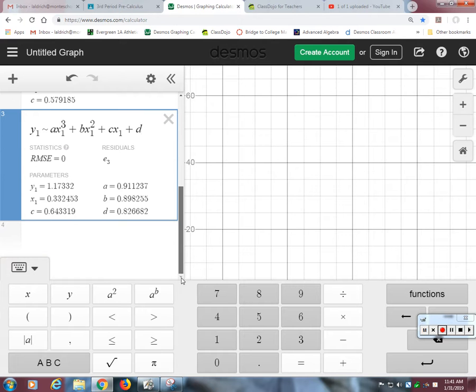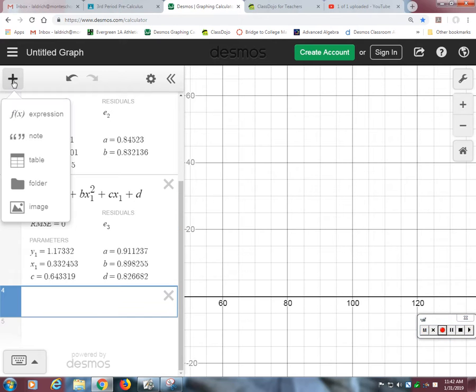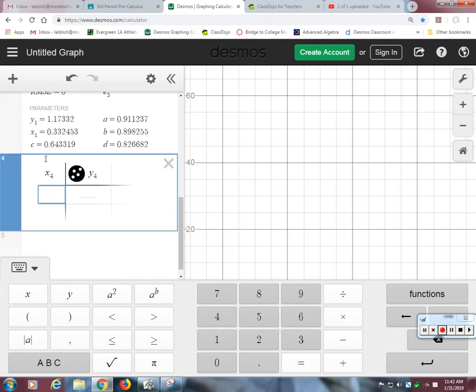So what we're going to do now is click on the box below that. I'm going to hit the plus sign up here, and I'm going to add a table. And then I'm going to use this to enter in the points. Now before we do this, this is an important thing. Don't screw this up. You see how this says x4 and y4?